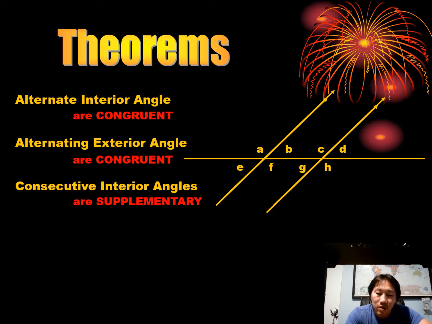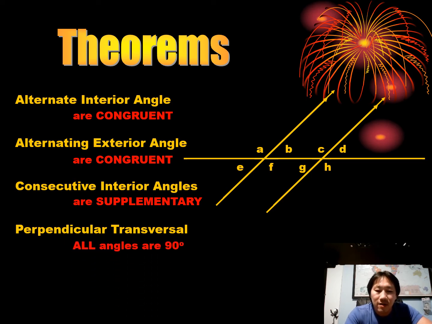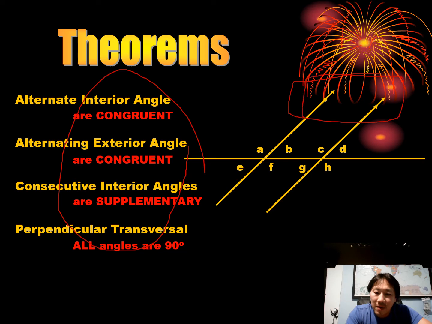And then we have one more. The perpendicular transversal theorem says if you have one angle that's 90 degrees, then all of them will be 90 degrees. That's what we call the perpendicular transversal theorem. And just so you know, all of these theorems are true only if we have parallel lines. If there are no parallel lines, then none of these theorems will be true. Keep that in mind.